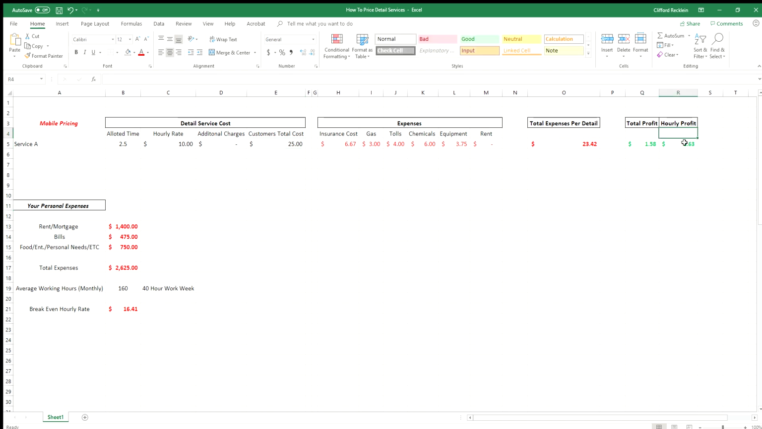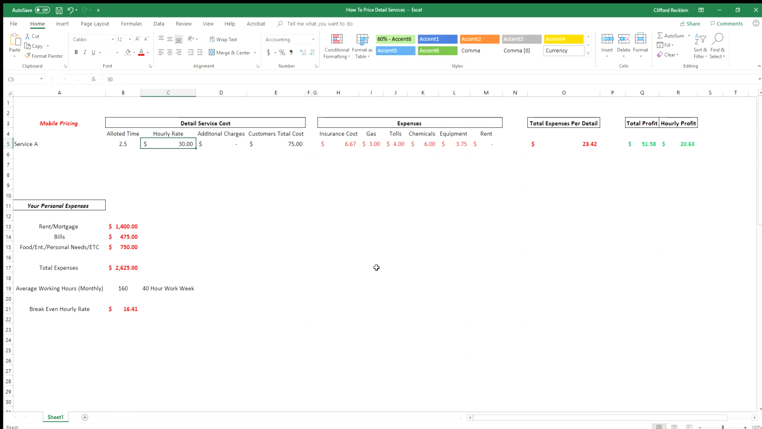And now you're going to see here that we're positive 63 cents an hour, which is some big money, right? Not really. So now that we know that we are now positive, we can double this hourly rate and see that now we're at $10 an hour after expenses. But remember, we're trying to break even with our personal expenses. So now we need to raise this up to $30.